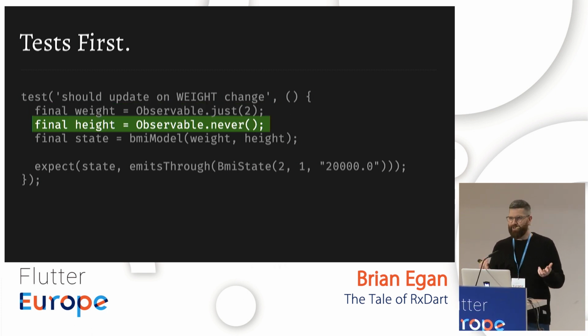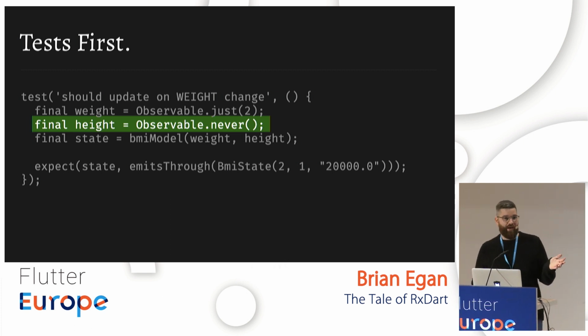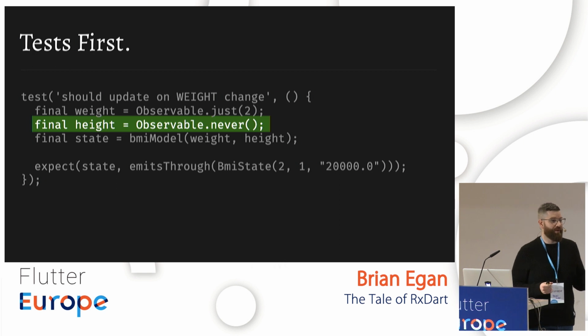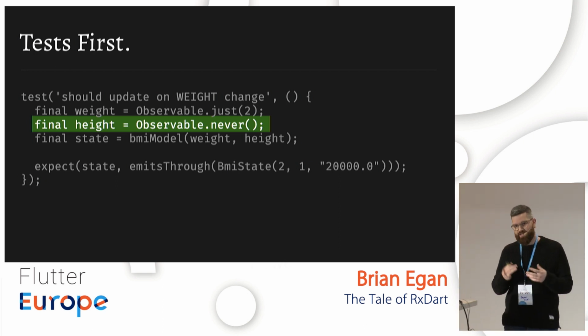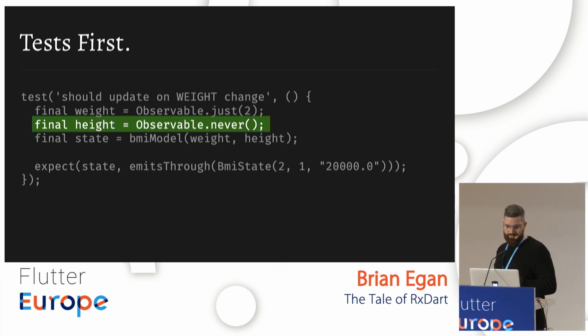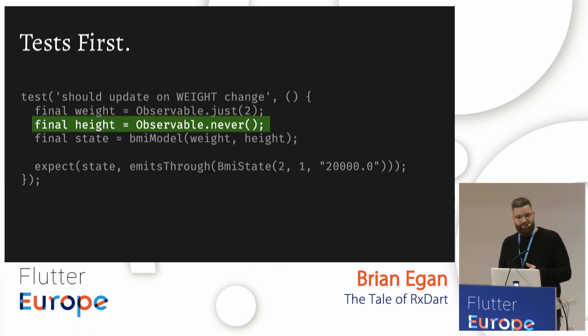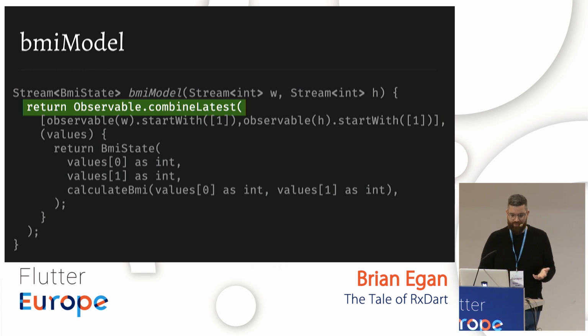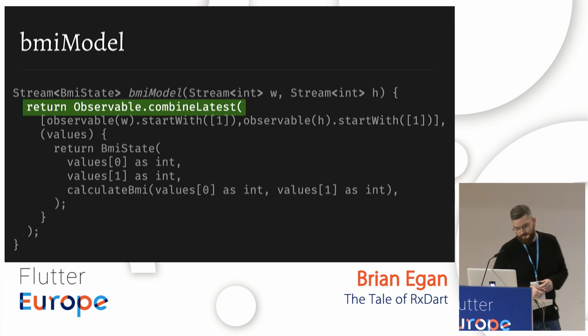The height, we can get rid of that weird stream controller thing. And we can just say observable.never. And so hopefully this conveys a bit more information to the person reading the code that this is just a stream that should never emit anything, rather than having this odd stream controller kind of thing going on. So I got a couple of quick wins in my tests, and then I tried to implement the function itself.